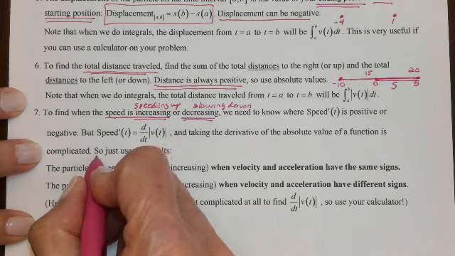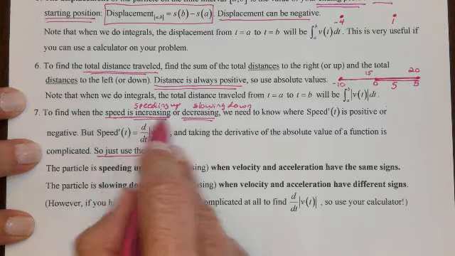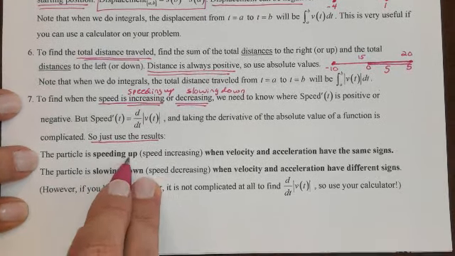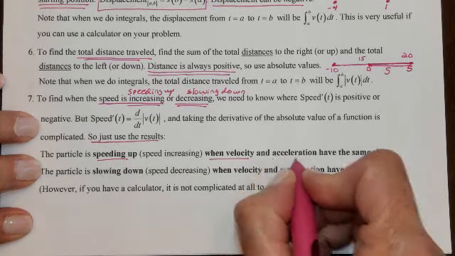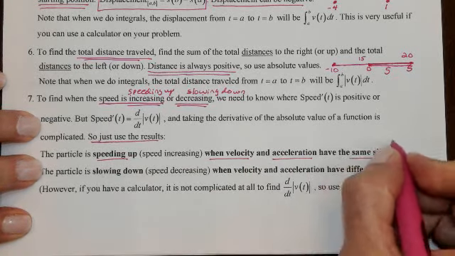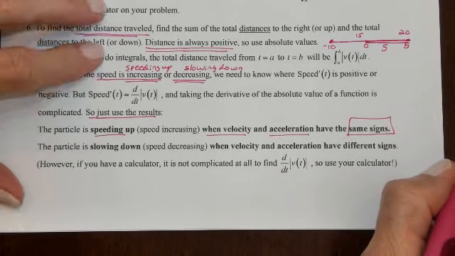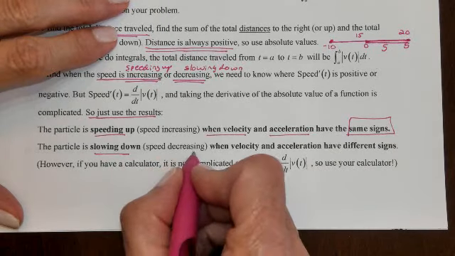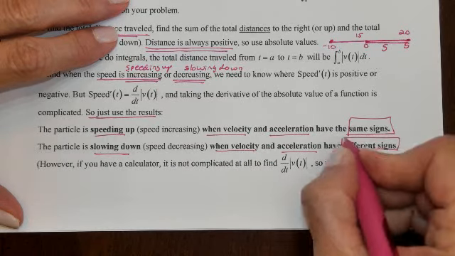So here are the results. Here's what you're going to do if you have a question like this. The particle is speeding up, which means speed is increasing, when velocity and acceleration have the same signs. The particle is slowing down, which means the speed is decreasing, when velocity and acceleration have different signs.